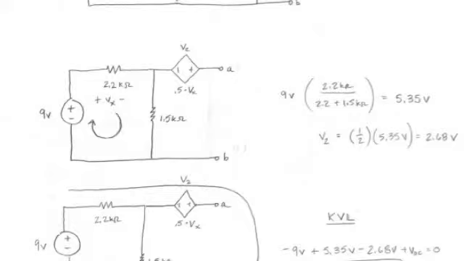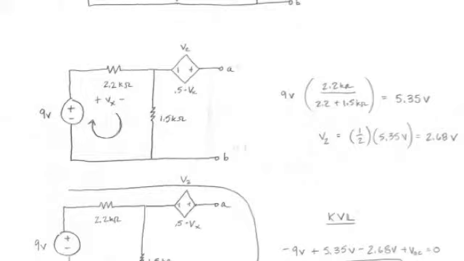And once we've done that, we can move on to finding out what the voltage is across the 2.2 kilo ohm resistor. And we simply just use a voltage divider for that, which is 9 volts times 2.2 kilo ohms over the sum of 2.2 and 1.5 kilo ohms, which happens to be 5.35 volts. And from that we can determine what the dependent voltage source voltage is, which is just half of that, 2.68 volts.